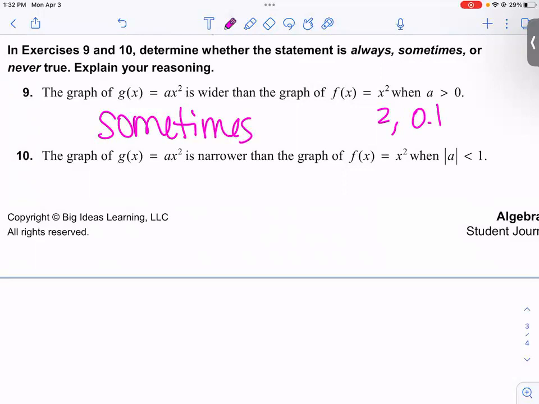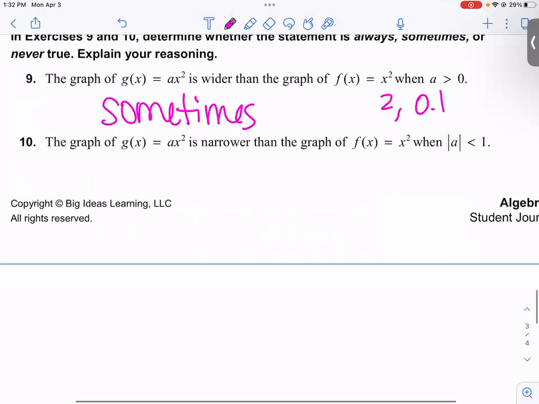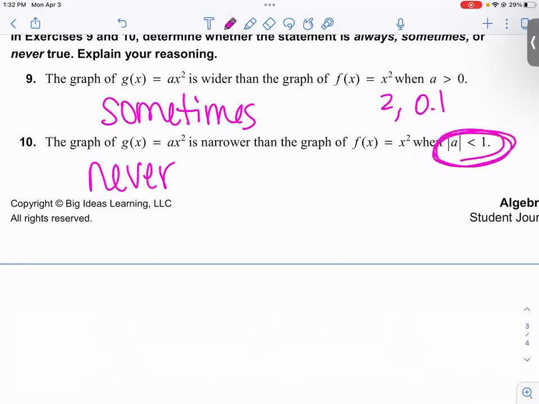Okay. All right, the graph of g of x equals a x squared is narrower than the graph. Always, sometimes, never. Vote. It would be never. This would need to be greater than 1 if you want it to be narrower. Less than 1 is going to be wider.